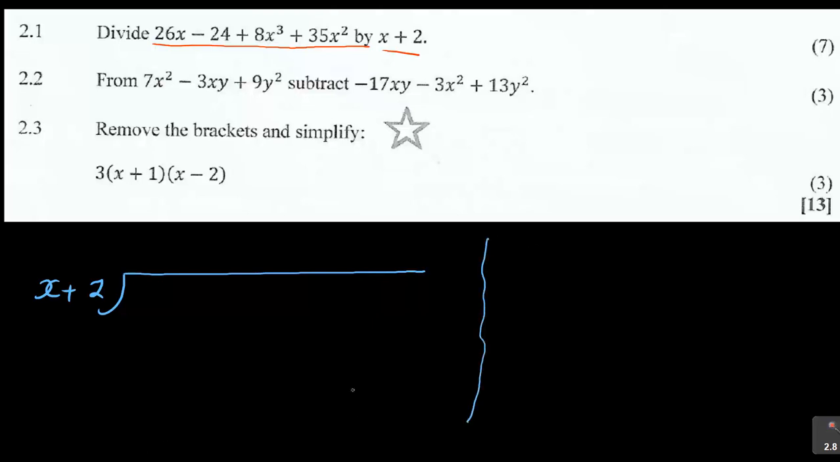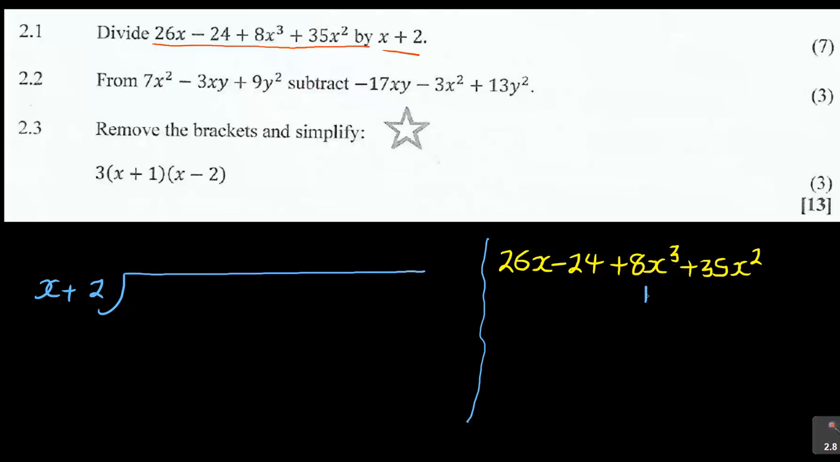This is mixed up. They gave me 26x minus 24 plus 8x cubed plus 35x squared. This, they mixed it up. So what I need to do is to arrange it properly. And how do you arrange it properly? You need to arrange it in such a way that you start with the highest power of x.